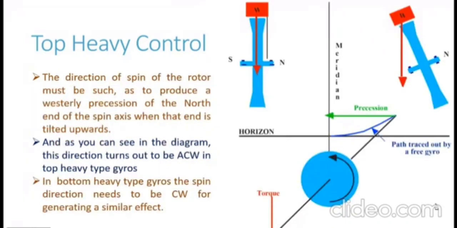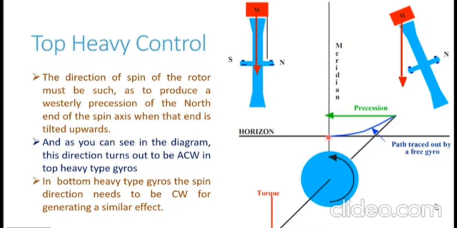Now, looking at this diagram, it becomes very easy to understand why this top heavy control is used in the gyros which are spinning anti-clockwise. The reason is that the direction of spin of the rotor must be such as to produce a westerly precession of the north end of the spin axis when that end is tilted upwards.